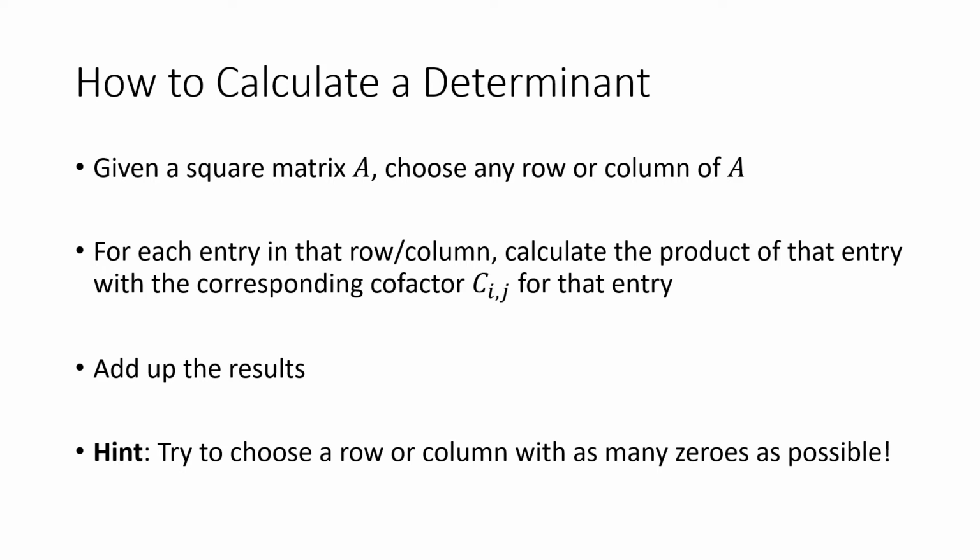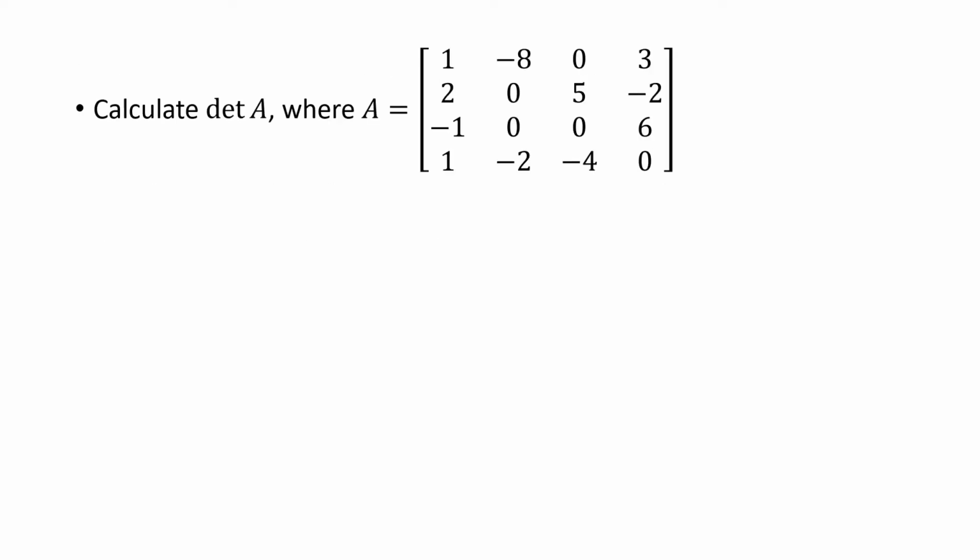Okay, let's work through an example. So here we have a 4x4 matrix, and it does have a lot of zeros in it. And so if we're trying to find a row or a column that has lots of zeros in it, then there are a few good choices. For example, column 2 has 2 zeros. That's pretty good. Column 3 also has 2 zeros. Row 3 has 2 zeros. And those are really our best choices.